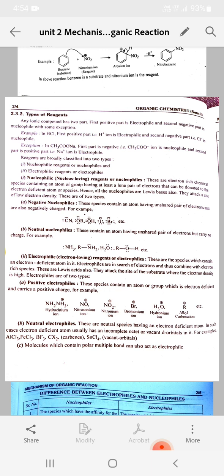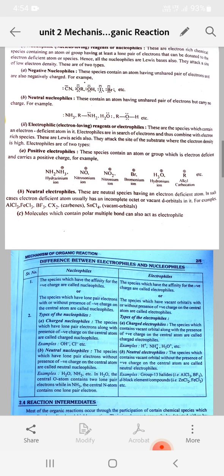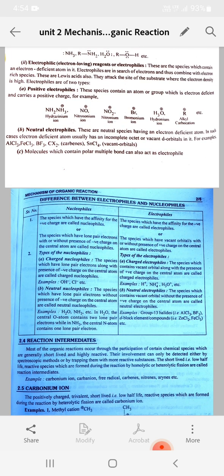Further moving on, let's talk about the difference between electrophiles and nucleophiles. First of all, the species which have affinity for the positive charge are called nucleophiles, whereas the species which have affinity for the negative charge are called electrophiles. Types of nucleophiles and types of electrophiles we have discussed. In charged nucleophiles, the species have a lone pair of electrons along with a negative charge on the atom, called charged nucleophiles.